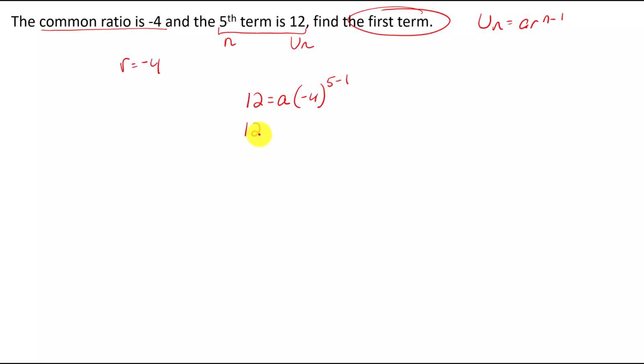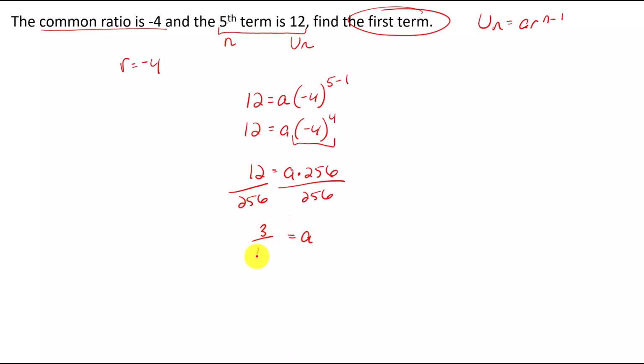And let's simplify this a little bit. This is going to be A times negative 4 to the 5 minus 1 is 4. So this math can be done in my calculator. Negative 4 to the 4th power is 256. And so if I have A times 256, I divide by 256 to get A by itself. So A equals 12 over 256, which you can simplify to 3 over 64. So that allowed us to find A.